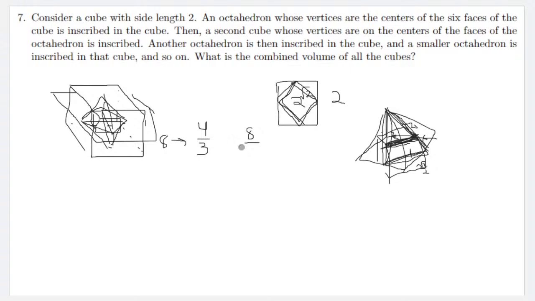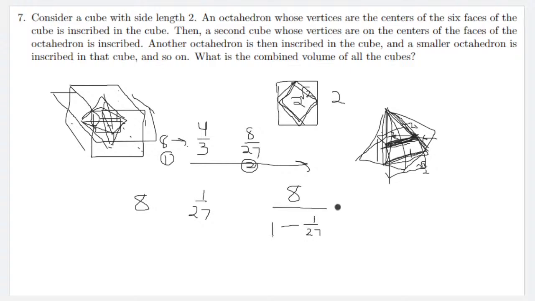So its volume is 8/27. Cube 1 has a volume of 8. Cube 2 has a volume of 8/27. And if we keep going infinitely, we can propagate this idea, and we'll have a common ratio. With that in mind, let's solve this geometric series. 8 is the starting term, and the common ratio is 1/27. The formula for this is 8 over 1 minus 1/27. And so the combined volume of all the cubes we can find to be 162/13.